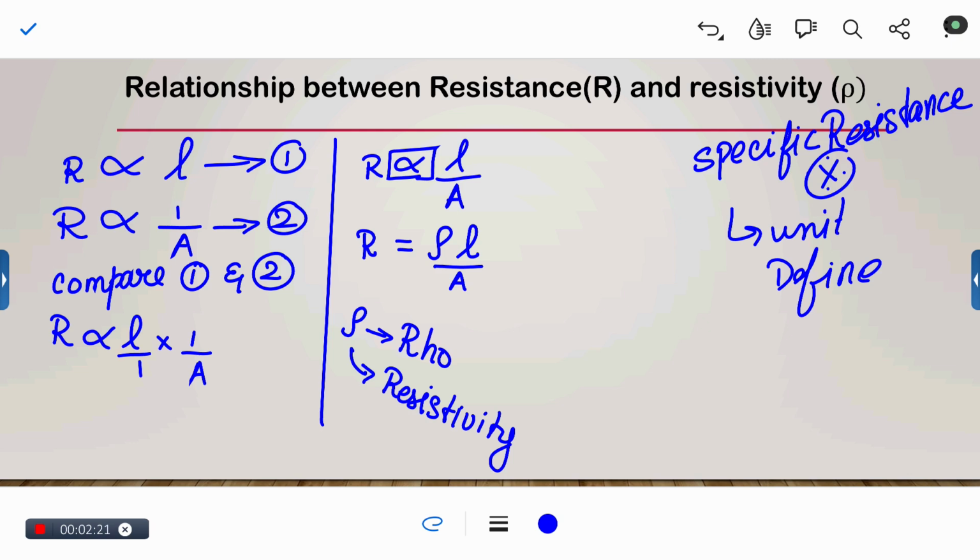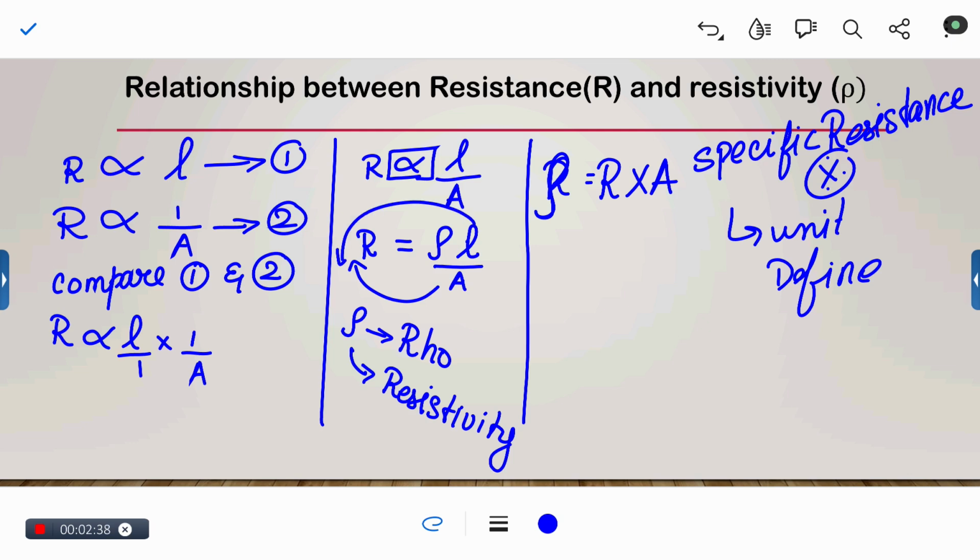If I need to calculate rho, how will the formula rearrange? Rho is equal to, here A is in division, while coming to the other side it becomes multiplication. So rho is equal to R into A. Here L is in multiplication, coming to the other side division. So rho is equal to R into A by L. This is the formula we will use to calculate the resistivity.